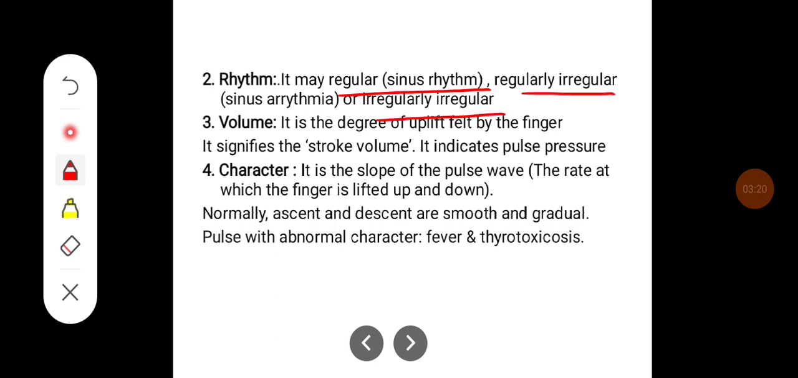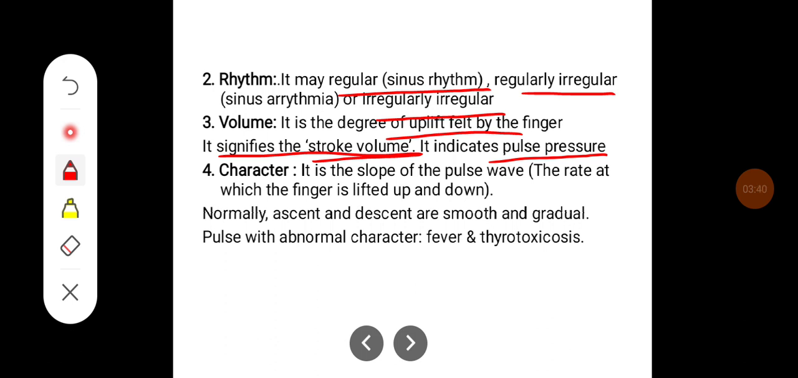Then volume of the pulse is measured as the degree of uplift felt by the finger. It signifies the stroke volume, and it indicates pulse pressure, that is the difference between the systolic and the diastolic blood pressure.